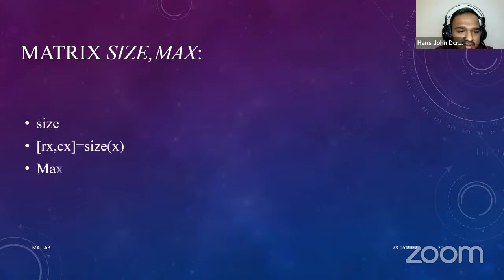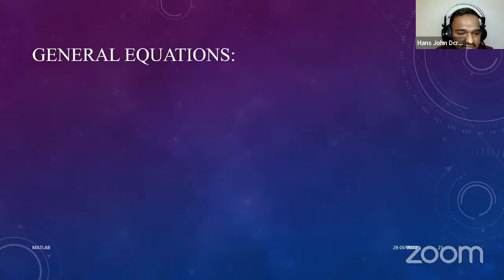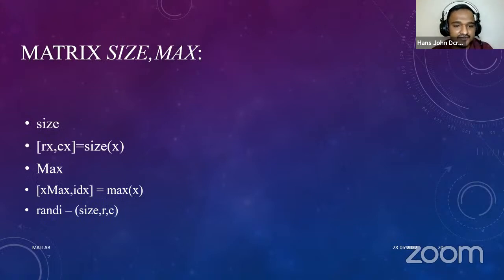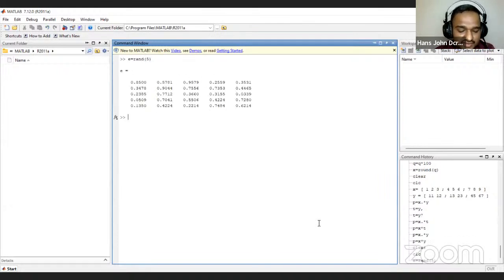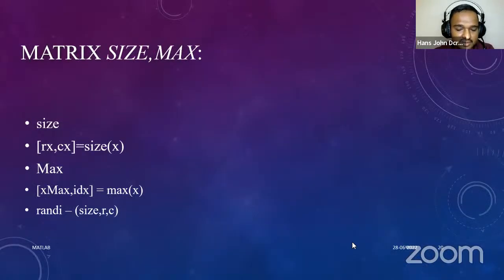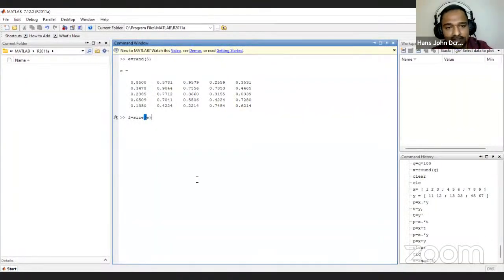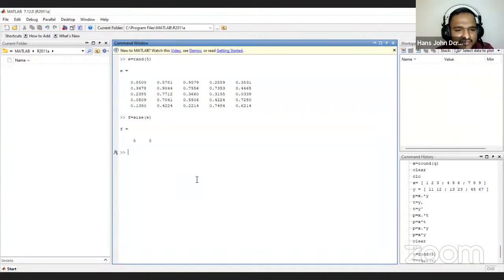Okay. So now we can find the size of a matrix. Let's do that. Now let me give a random matrix. Okay, now we have a matrix which is E. So I want the size of this matrix. So F is equal to size of E. So I'm getting 5, 5. So what do you think is 5, 5? It has 5 rows and 5 columns.